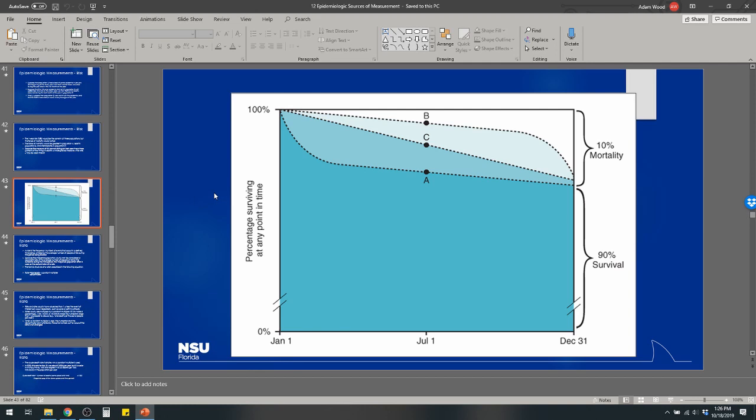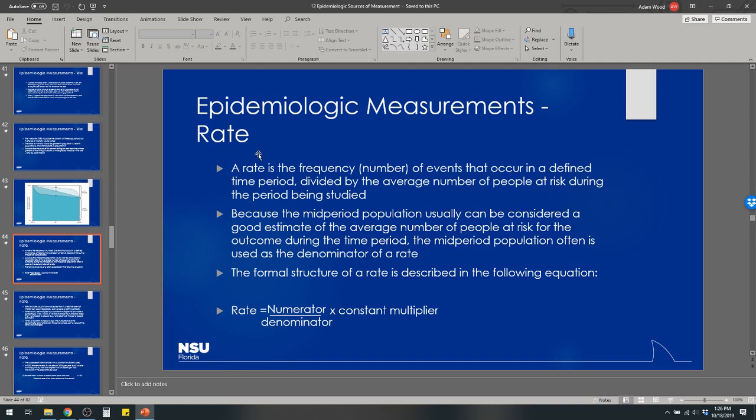All right, let's continue on. So we're talking about the force of mortality and how it can differ amongst three similar populations that have the same risk. And so how do we actually quantify that? And then, again, as we mentioned, we're going to get into rates now.